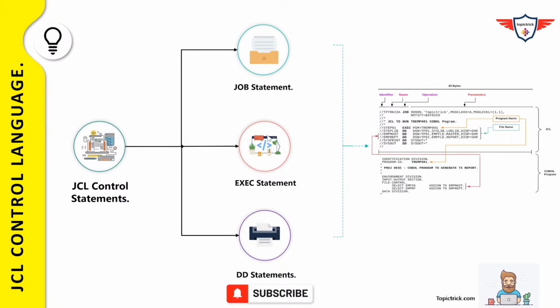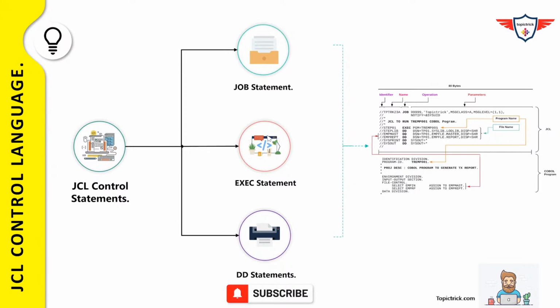Now the question is, do you really need to include all the three types of control statements in a JCL? Well, the answer is no. You should always remember that every job must contain a minimum of the following two types of control statements.